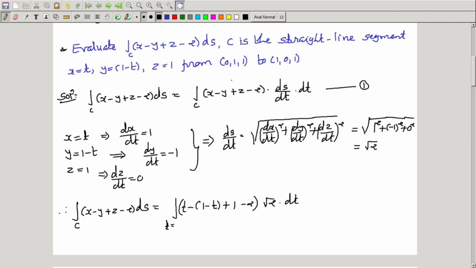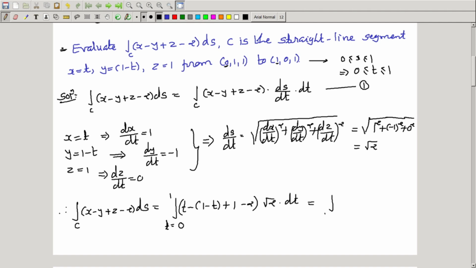So choose any one coordinate. Suppose I am fixing the coordinate x. So here x is from 0 to 1, right? From this, I can say 0 is less than or equal to x, less than or equal to 1. But what is x? x is equal to t. Therefore 0 is less than or equal to t, less than or equal to 1, right? So the value of t is from 0 to 1.